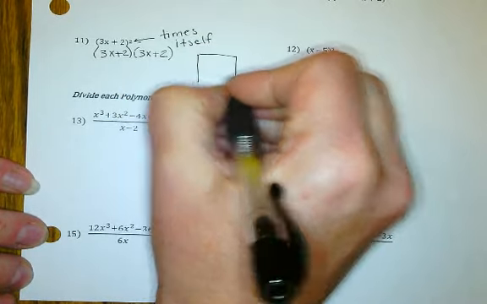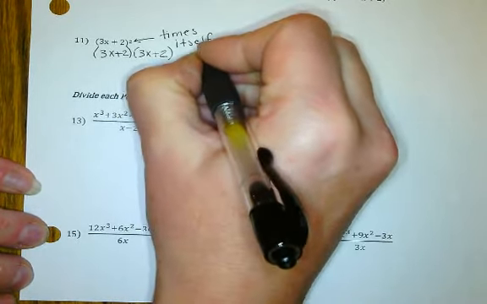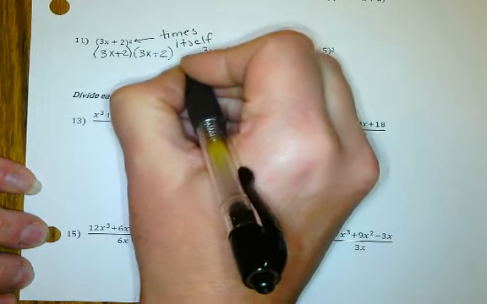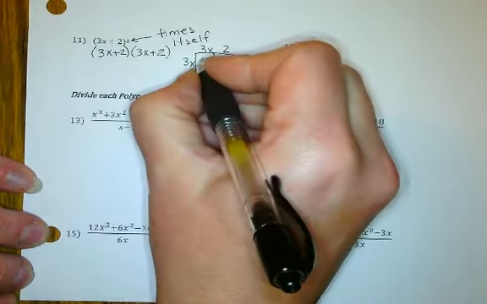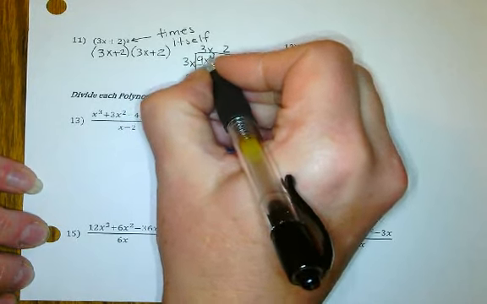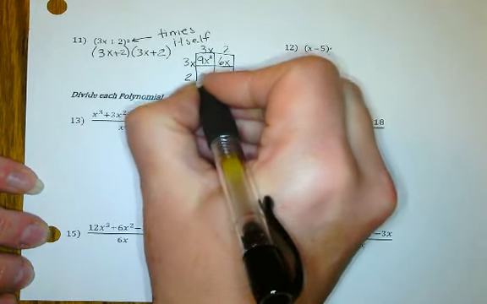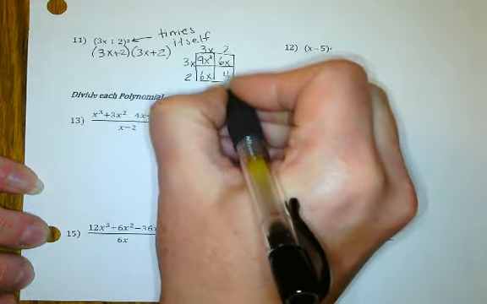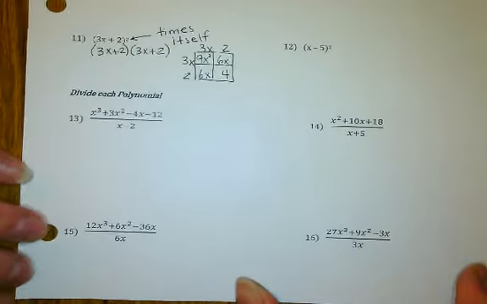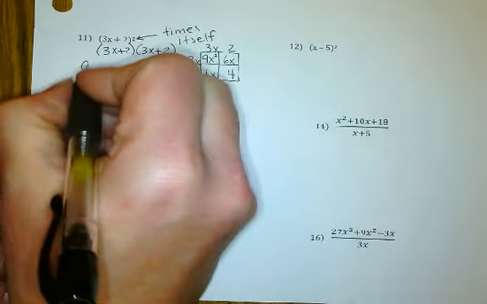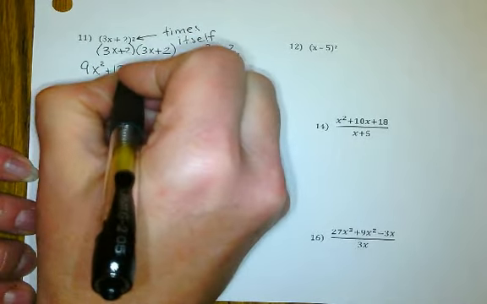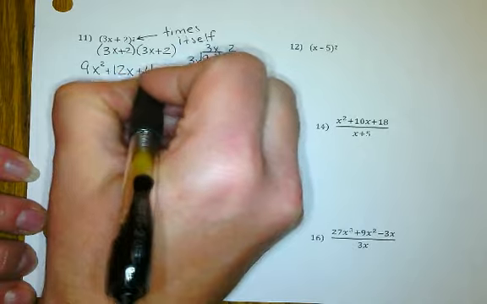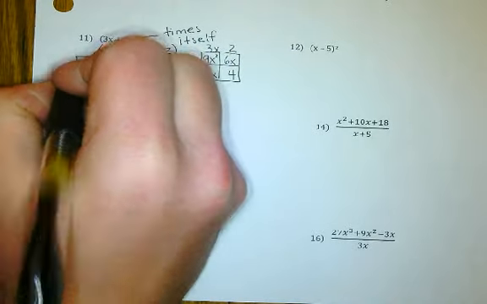Alright, you could set up a box here, so I'm going to do that. So I'll put 3x here and 2 here, 3x here and 2 here. Alright, so here I'm going to have 9x squared, and then 6x, and then 6x, and then 4. And then if I combine what's alike, there's nothing to combine the x squared with, so 9x squared plus 12x plus 4.